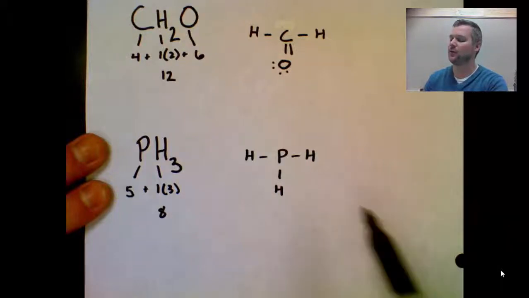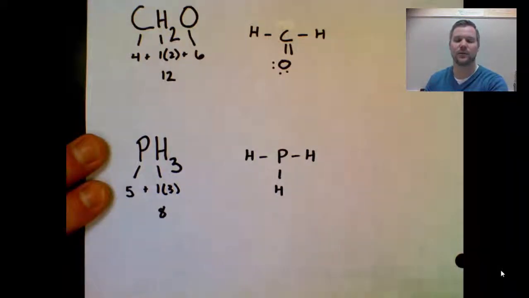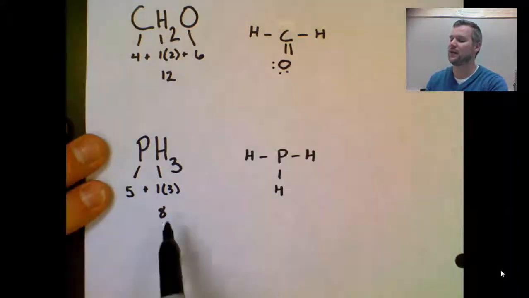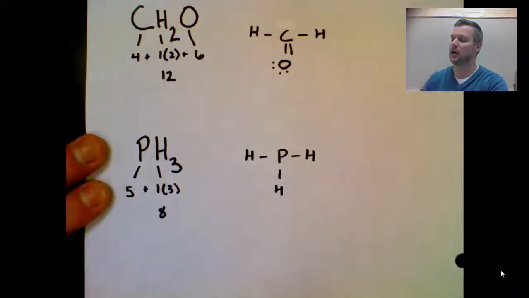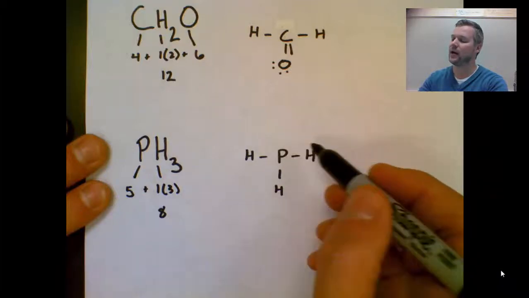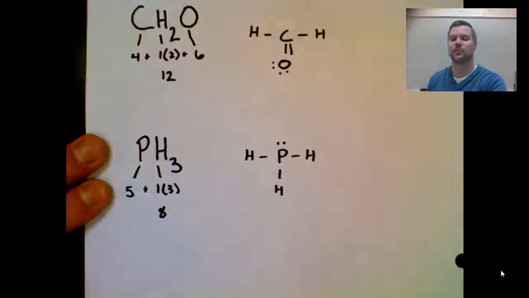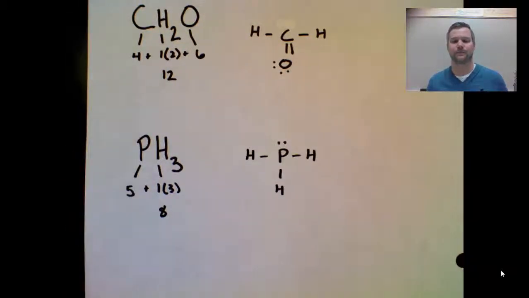Remember that hydrogen only ever has a line attached to it. We'll never put dots on hydrogen. So I have 2, 4, 6 electrons in my picture. I have 8. I need 2 more in my picture. That's good because phosphorus right now only has 6, so it needs 2 more anyhow. That's a good picture for PH3.